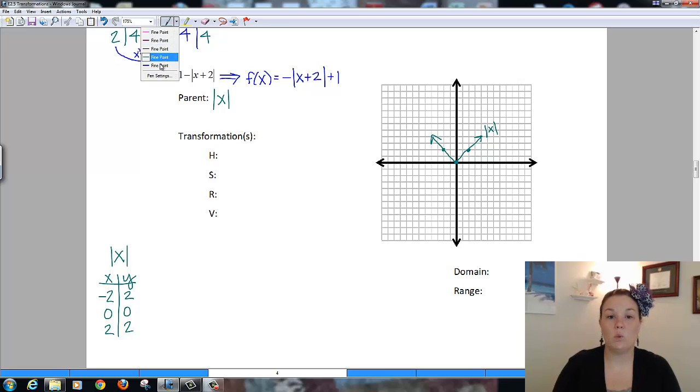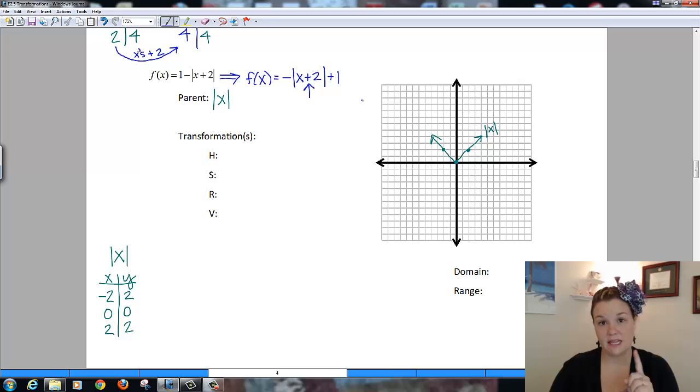And now I need to see what has happened. Okay, so there's 3 things I notice. The first thing I notice is that I have a plus 2 on the inside. If it's on the inside, it's affecting the x.